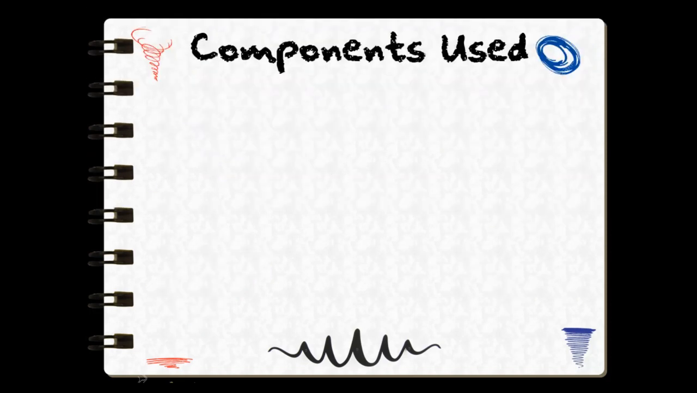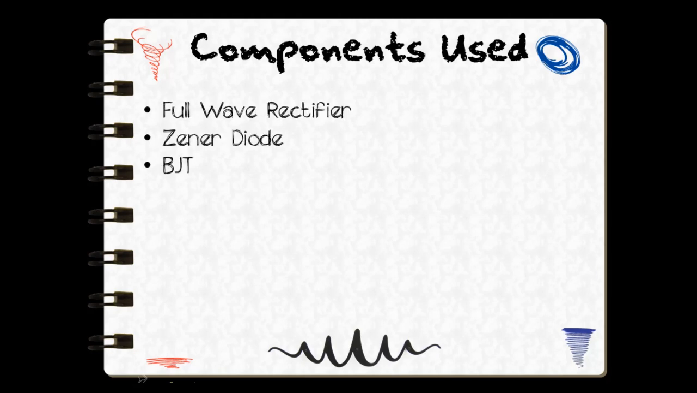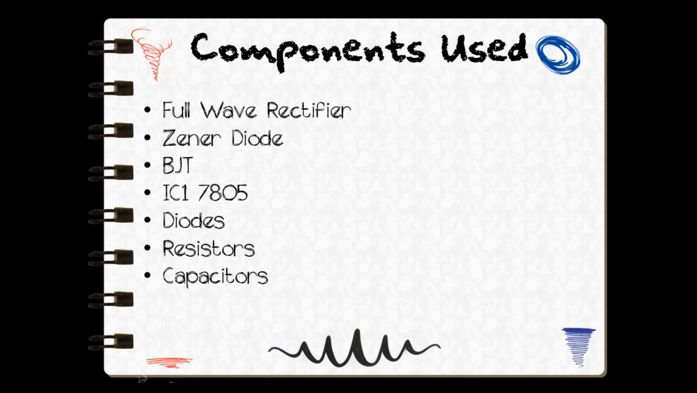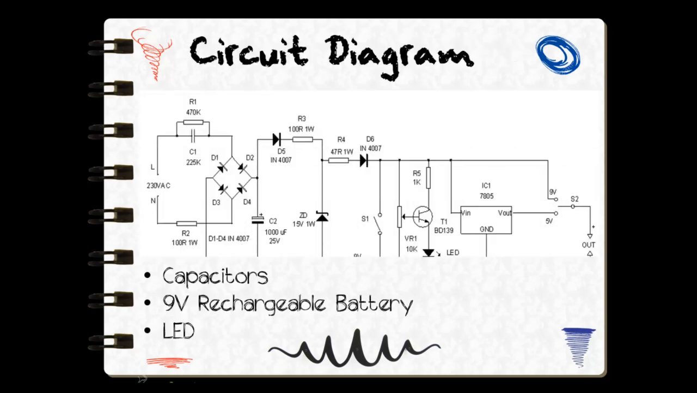Now let us see the list of components used in it. It includes a full wave rectifier, a Zener diode, BJT, an integrated circuit 7805, a bunch of diodes, resistors and capacitors, a 9 volt rechargeable battery and an LED. Now moving on to the circuit diagram.